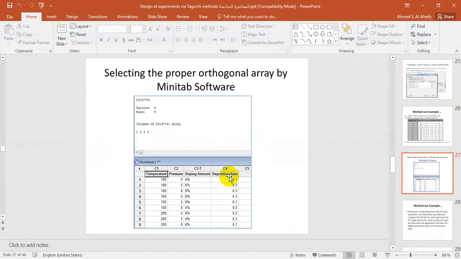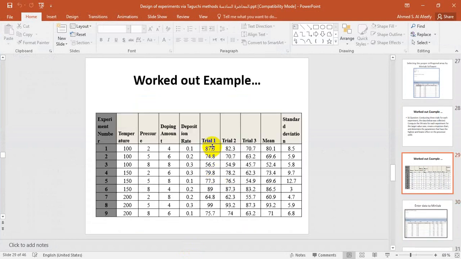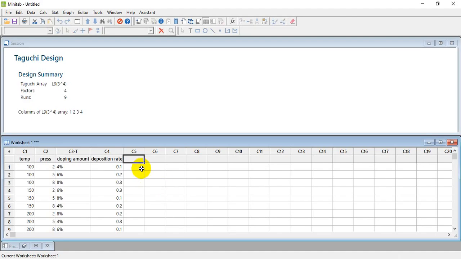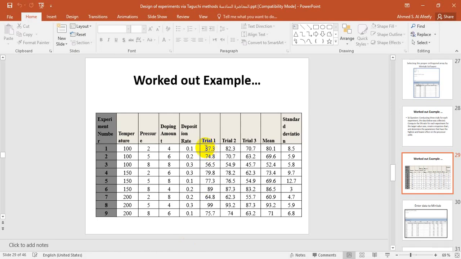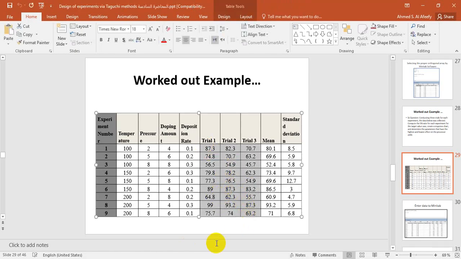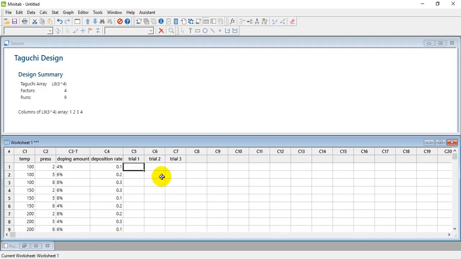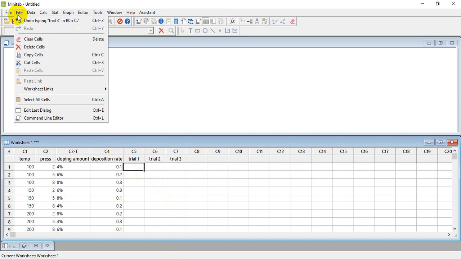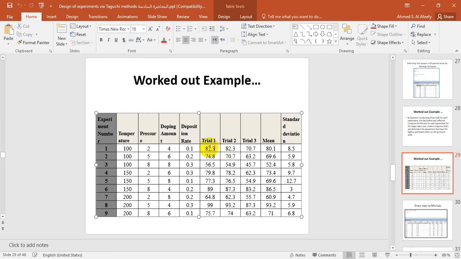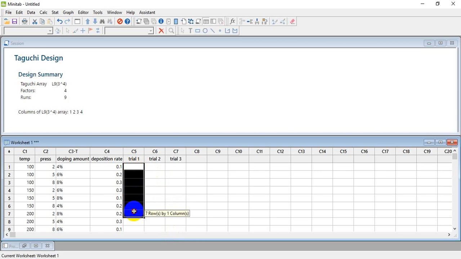Then we can now make the inputs of the response, which are here 3 trials of the yield. Trial 1, trial 2, trial 3. Control C, and here Control V. One column and one column.